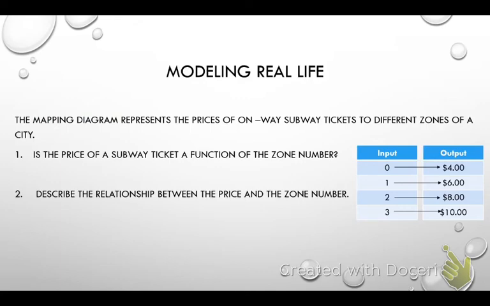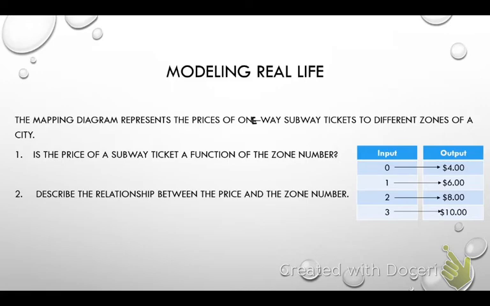All right, modeling real life. All right, so we go back to your one-way subway tickets. You have your input values, which are your zone numbers. You have zones 0 through 3, and how much it costs depending on how many zones you're passing through. All right, so is it a function? Is the mapping diagram showing me a list of values that's a function? Yes, because what's my criteria? Every input has one output. So yeah, it's a function.